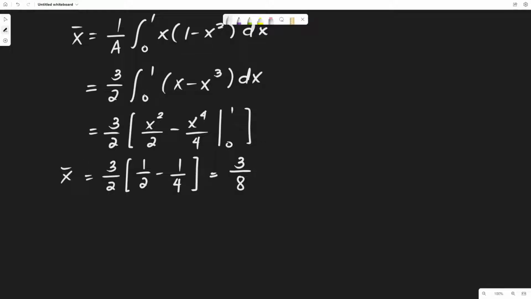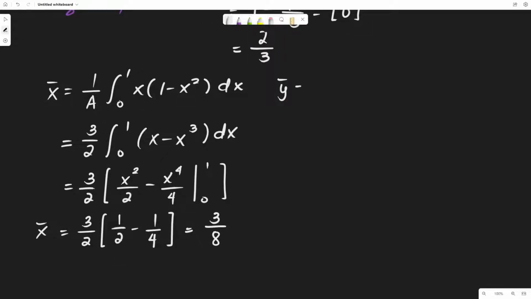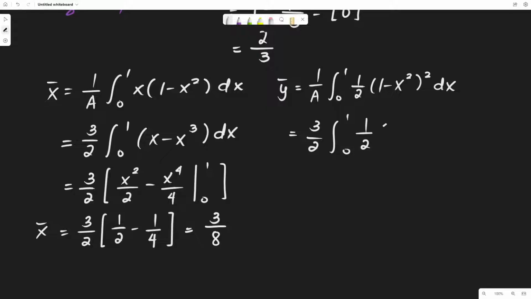So let's jump to y bar, the y coordinate. We have y bar equal to 1 over A still, times the integral from 0 to 1 of 1 half times 1 minus x squared, quantity squared, dx. So we have 3 over 2 times the integral from 0 to 1 of 1 half times, let's just expand this. So we have 1 minus 2x squared plus x to the fourth, sorry.